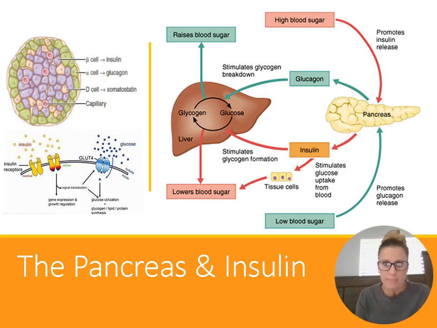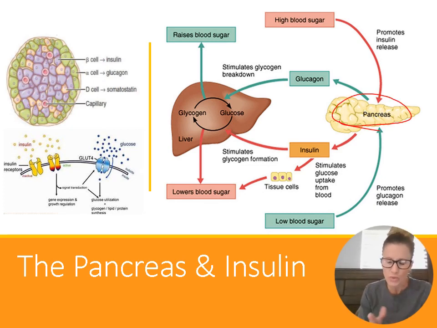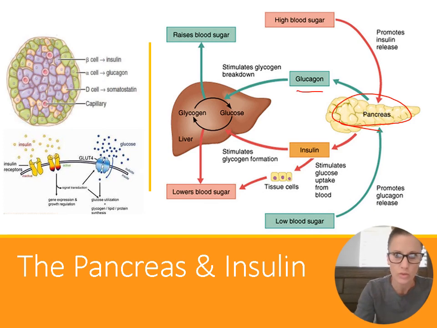So typically, the pancreas is one of the most important organs that's involved in controlling blood glucose levels. If you look here at the picture, you can see the pancreas, which is where we release the two hormones that are mostly in charge of controlling serum glucose. Those two hormones would be glucagon and insulin.